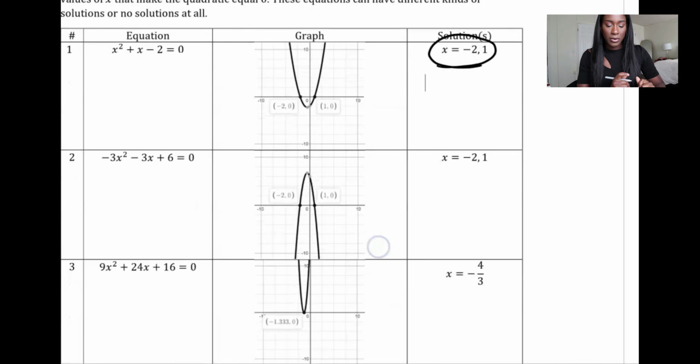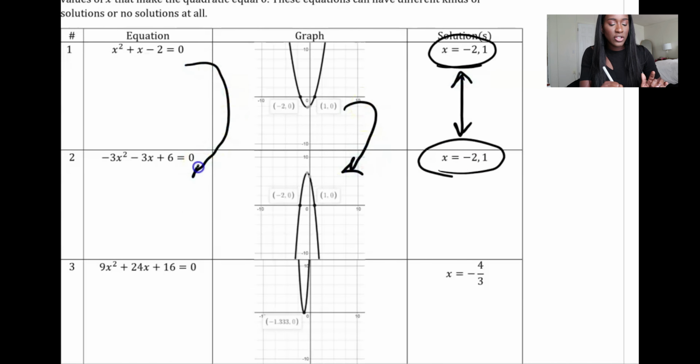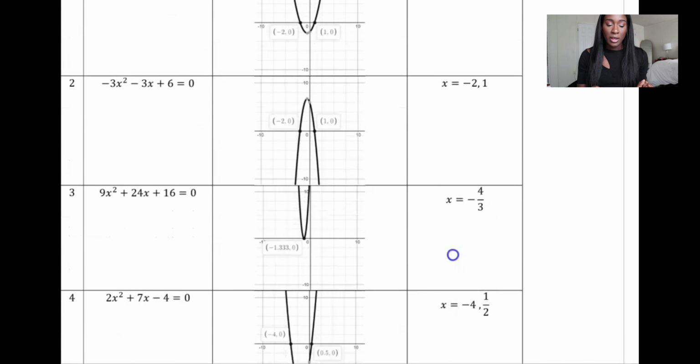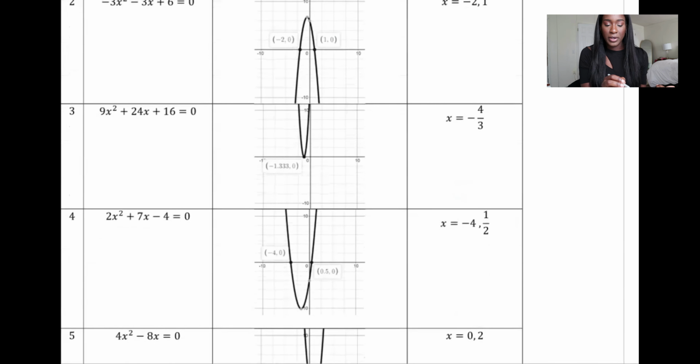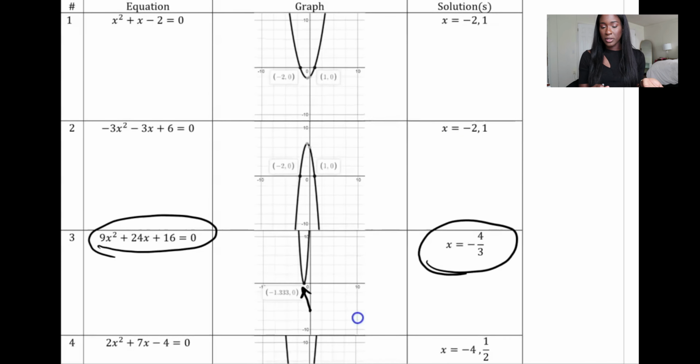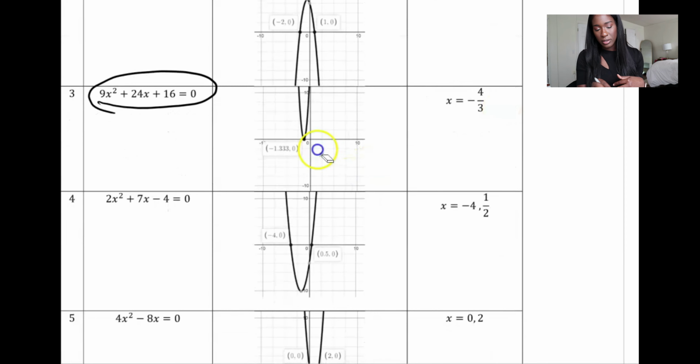Here's another example, example 2, that has the exact same solutions, but the graph looks different, and the equation looks a little different too. So it's possible to have more than one quadratic equation that has the same solutions. Here's another example, example 3, a quadratic equation, but the only place where that quadratic is equal to 0 is at negative 4/3. So this equation only had one solution. So sometimes we have two solutions, sometimes we only have one solution.